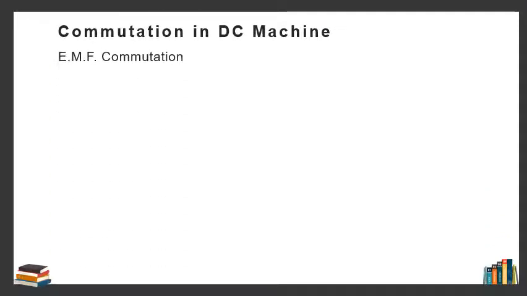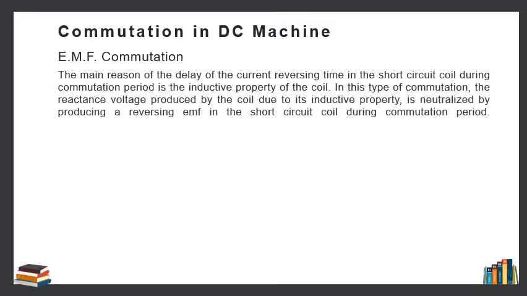Now we will move to the second method, EMF commutation. The main reason for the delay of the current reversal in the short circuit coil during the commutation period is the inductive property of the coil. In this type of commutation, the reactance voltage produced by the coil due to its inductive property is neutralized by producing a reversing EMF in the short circuit coil during the commutation period.